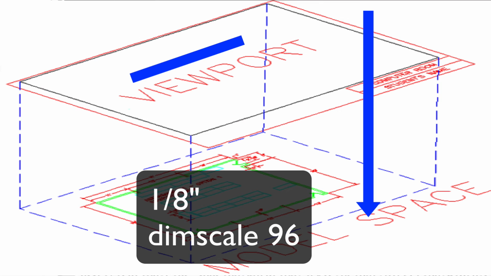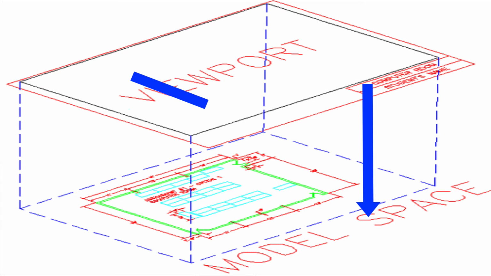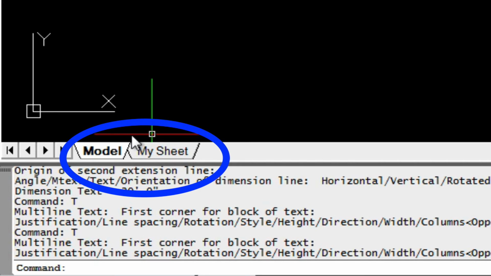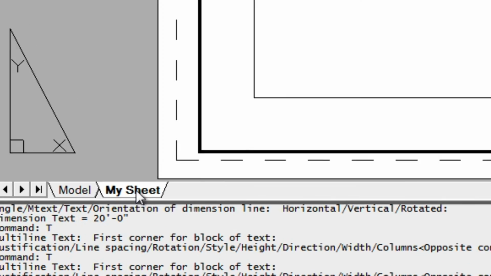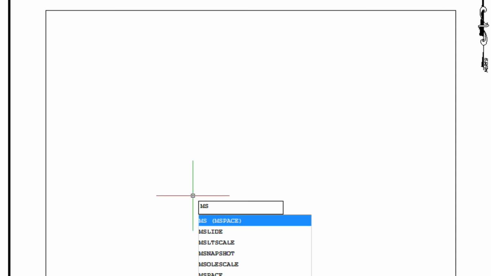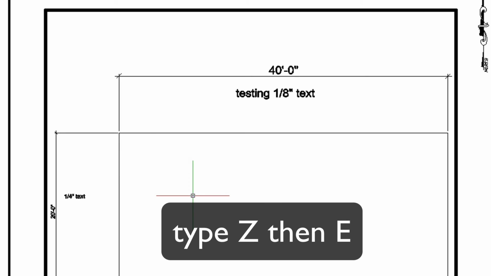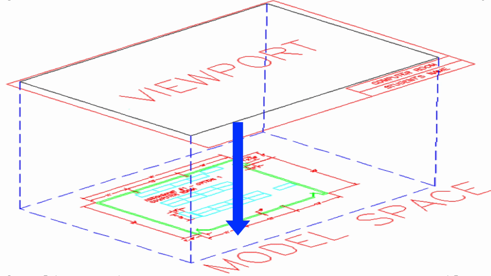Back to this illustration again. One way to look at it is 1/8 inch is further away than 1/4 inch, so the dim scales need to be different. So let's go into the Paperspace by selecting My Sheet, and here we're looking at our actual 8.5 by 11. We type MS for model space, we do a zoom and then extents to find our drawing. Again, we're peering down into model space.